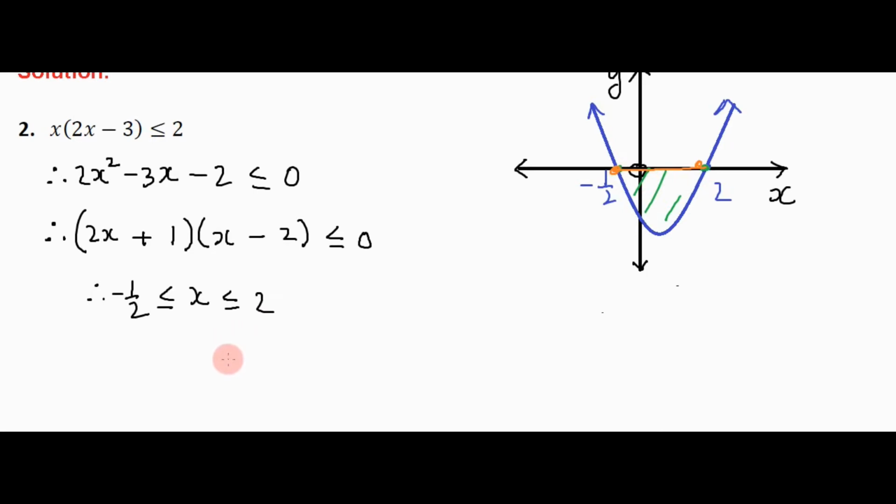Once again, if we had to write this in interval notation, we can write that x is an element of this closed interval. In other words, including negative a half and positive 2. So this closed interval from negative a half to 2.